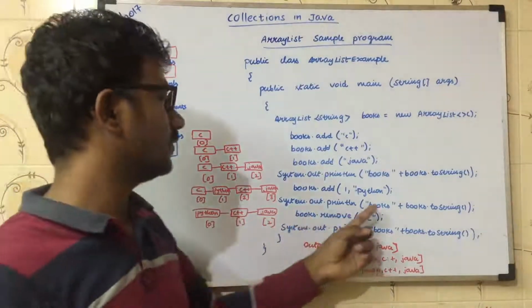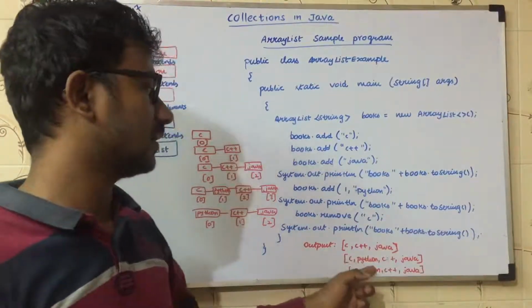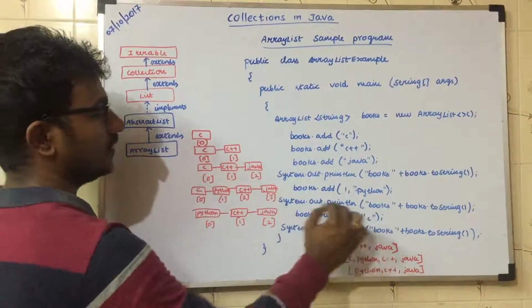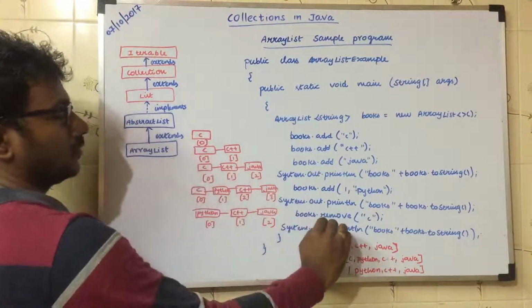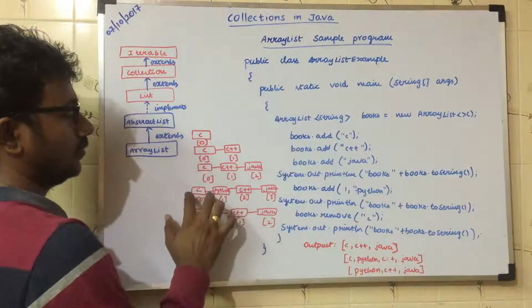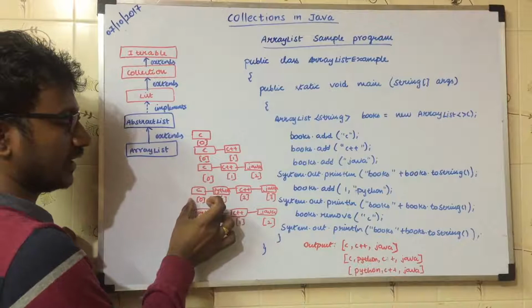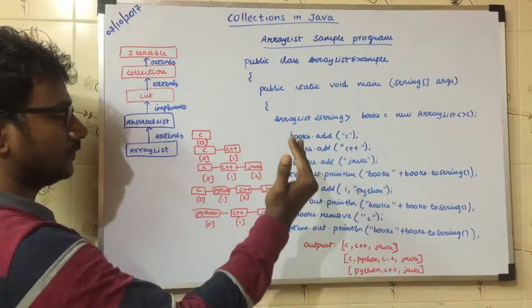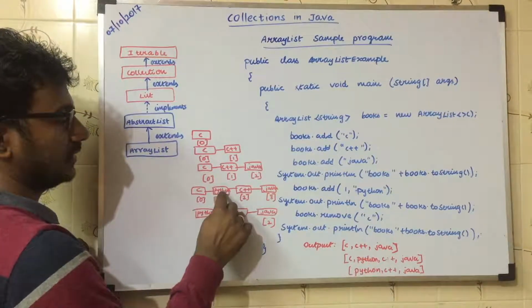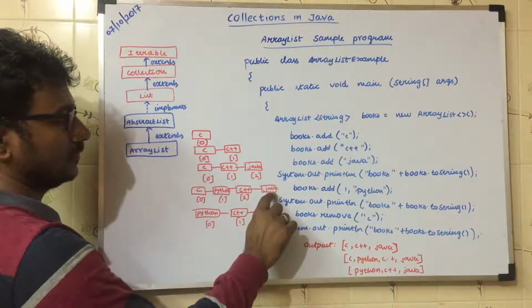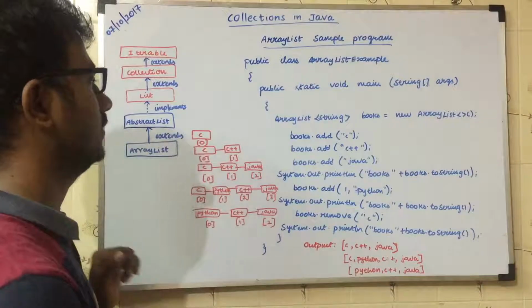And then we are trying to print this content: C, Python, C++, Java. And then we are trying to remove C from this list. So books.remove("C"). Since C is present at the 0th index, the elements need to be shifted towards the left. So Python shifts from the first to the 0th index, C++ from second to first, Java from third to second index.